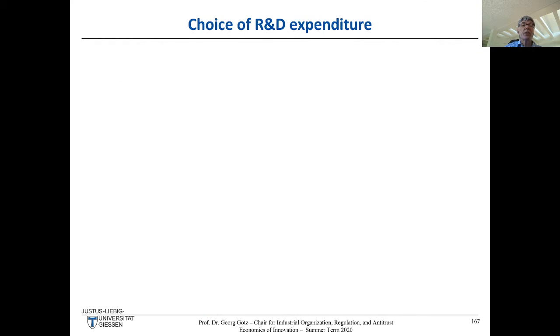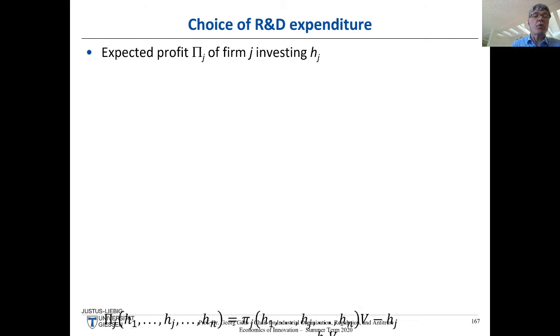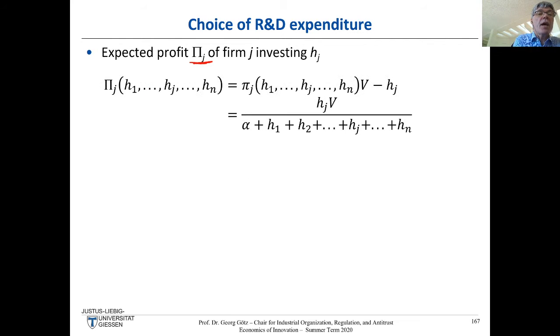And once we have that, we can set up our profit maximization problem. Okay, and as always, we just maximize profit with capital Pi here. And now, of course, it's expected profit because it's uncertain. You decide on how much to invest in terms of R&D expenditure h, and pi j is the probability that you are first, and your probability depends on your own R&D expenditure, which would be this, and on the R&D expenditures of all your rivals. And of course, you have costs.